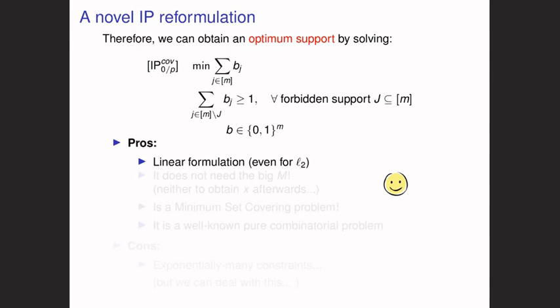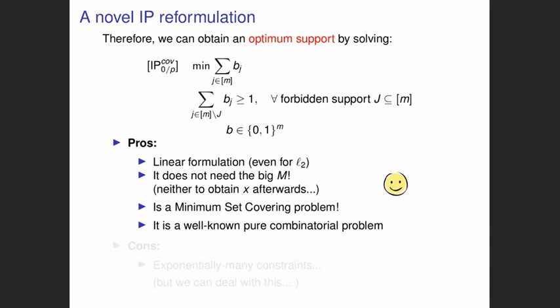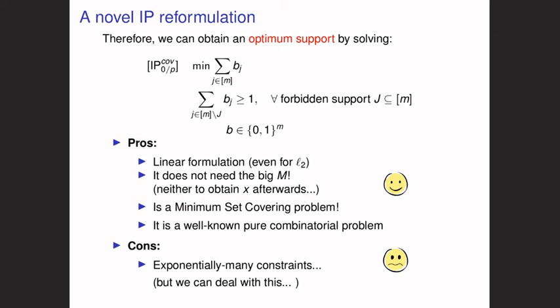So this has some pros and some cons. The pros are that this is now a really nice linear formulation, even for the Euclidean norm. This is a pure integer programming formulation, so it's much easier to solve, and it does not require a big M. So it is not limited to any mysterious M. We can just solve this and forget about the problem of the big M. This is really nice. The only problem here is that it has exponentially many constraints.